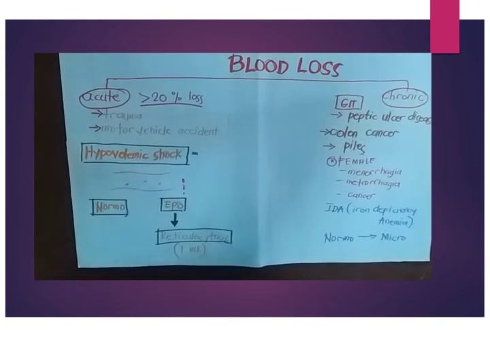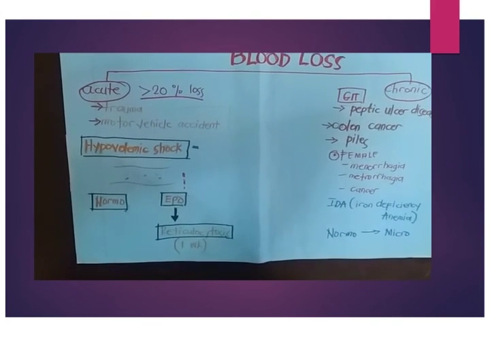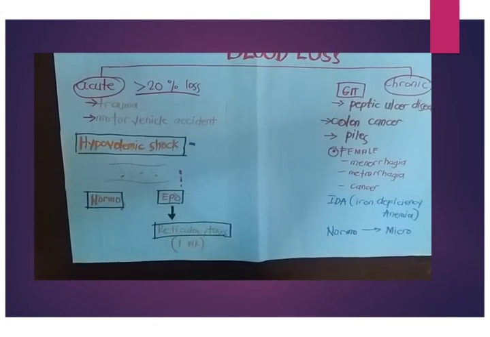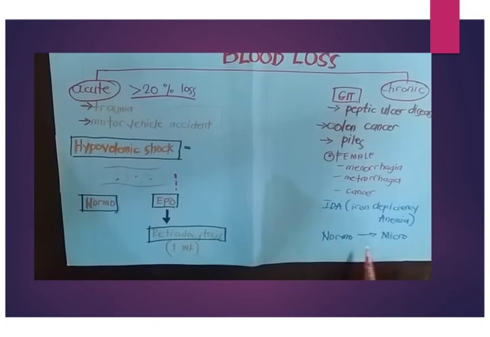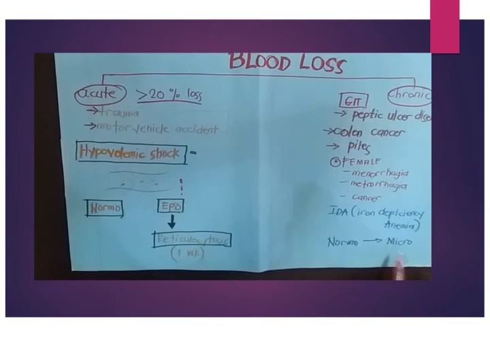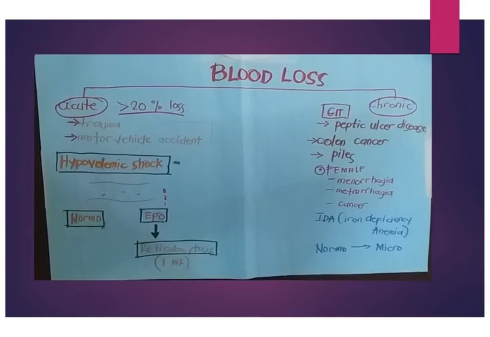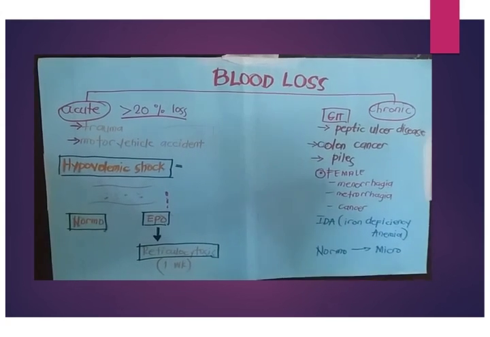So this is iron deficiency anemia. And as you all know, IDA starts as normocytic and eventually becomes microcytic. So all in all, chronic blood loss means iron deficiency anemia, which starts normocytic and becomes microcytic.